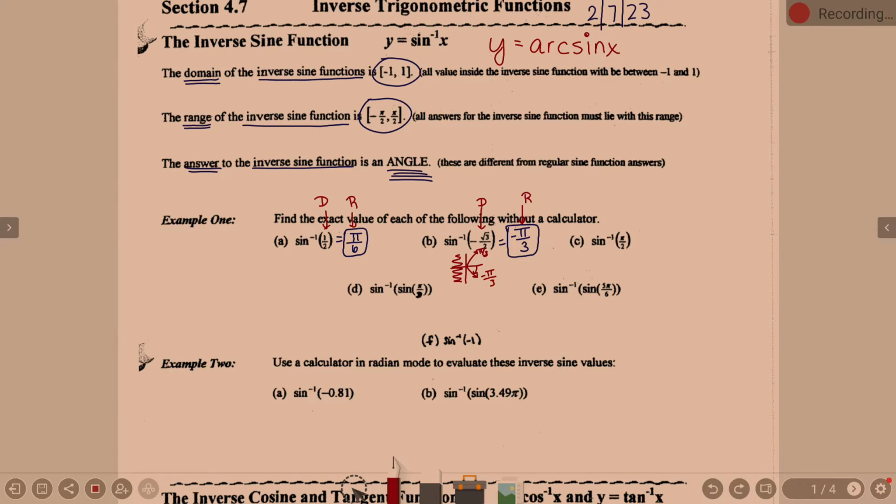Can't get that drawn in. Okay. C. Sine inverse of pi over 2. So this question is asking me, at what angle does sine equal pi over 2?